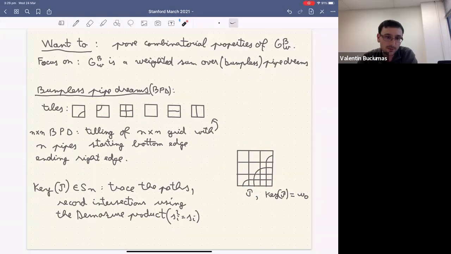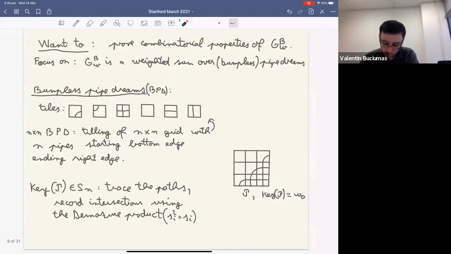And for each bumpless pipe dream, we may define the key. And the key is an element of the symmetric group. Given a bumpless pipe dream, to compute the key, one must trace the paths and record the intersections via simple reflections. And then one must use the Demazure product. So basically, if you have the same s_i appearing twice, if you square it, you don't get back the identity, but rather you get back s_i.